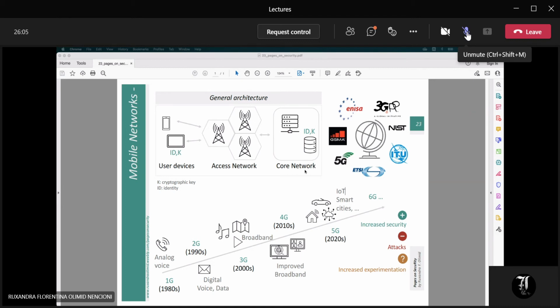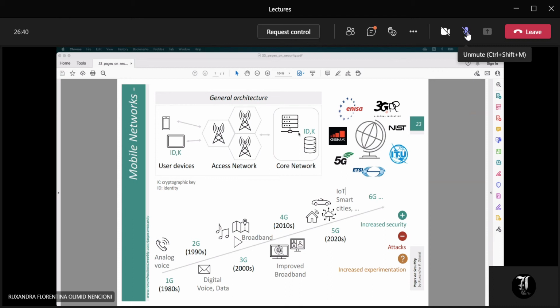Almost all the mobile networks, no matter the generation, can at a very high level be seen as such. I have some user devices that are connected via an access network, then they get access to the core network, and then of course we can have some other connectivities with other types of networks, like the fixed network, the internet, and connections between operators and so on. Whatever happens here is less important for us.